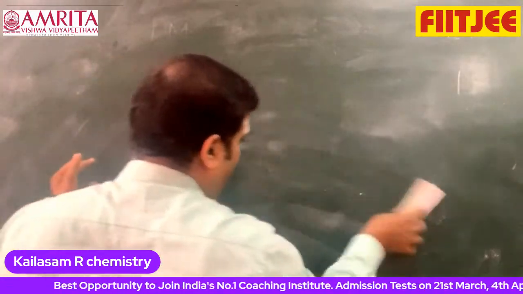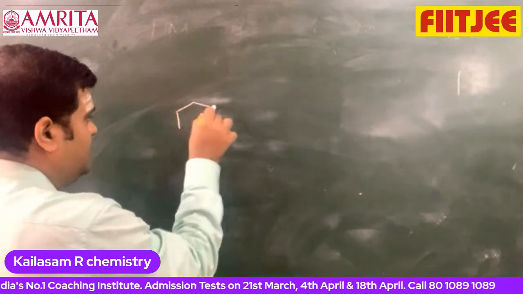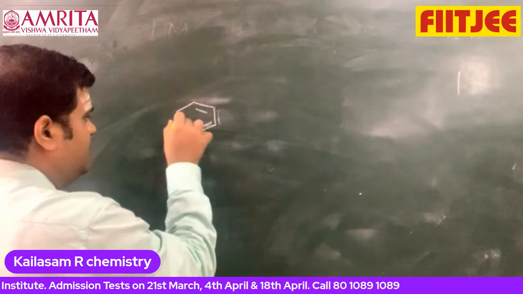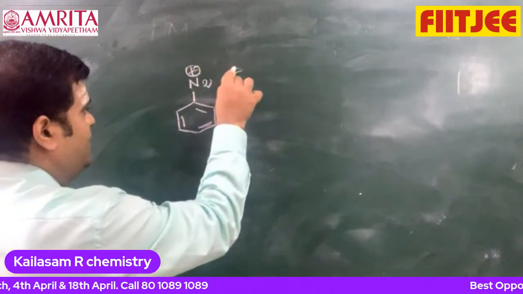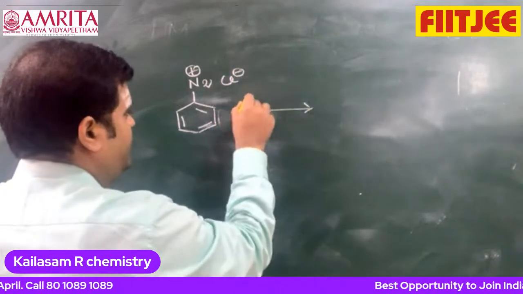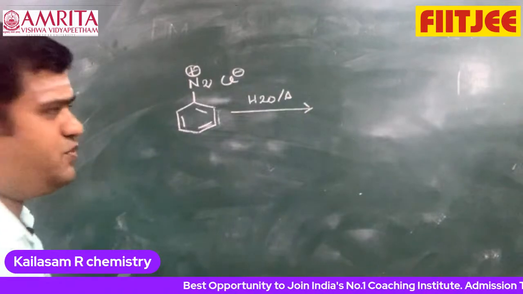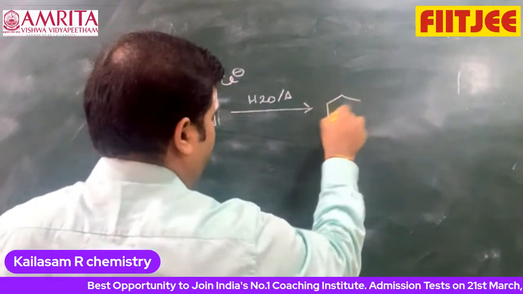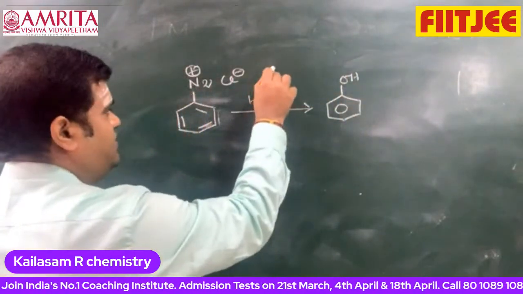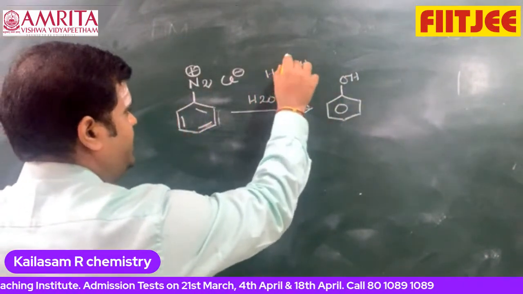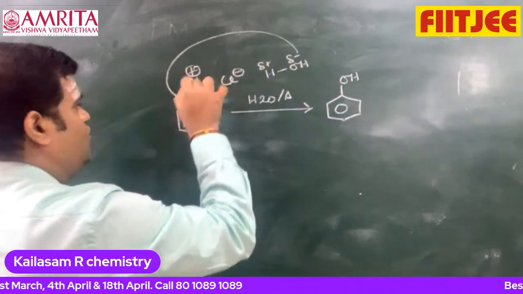Now, what I am going to do: I prepared diazonium salt, N2 plus and Cl minus. To this, I am going to add water, H2O, with mild heating, which produces phenol, OH. Why? Because water, HOH, has delta minus and delta plus. It can add easily, and N2 leaves.